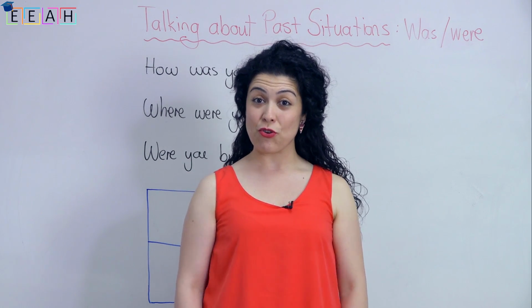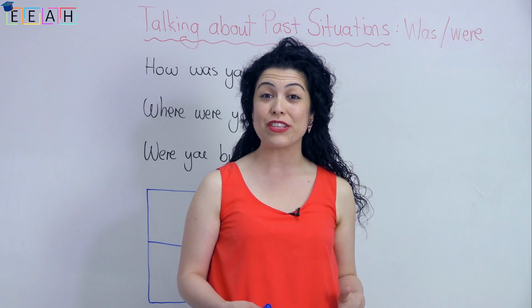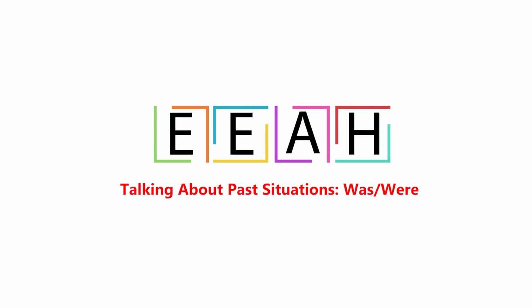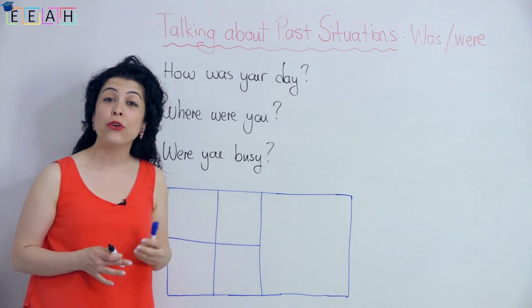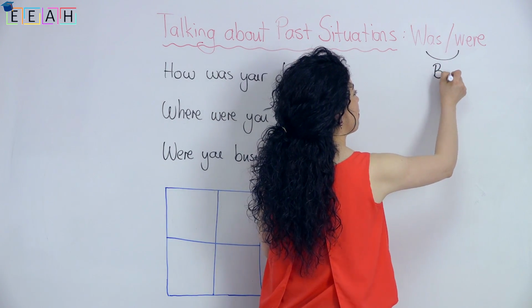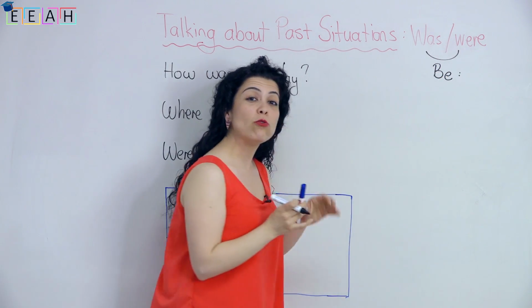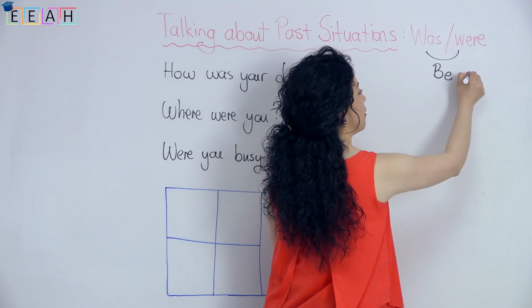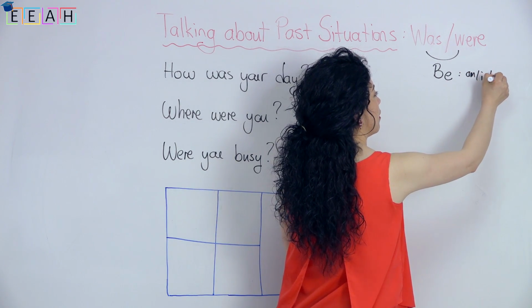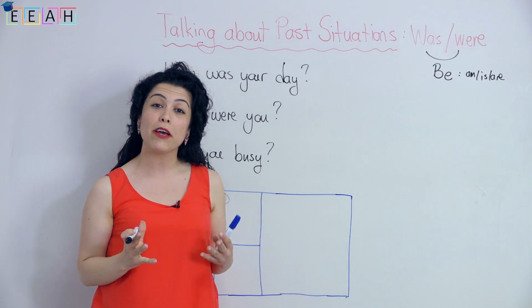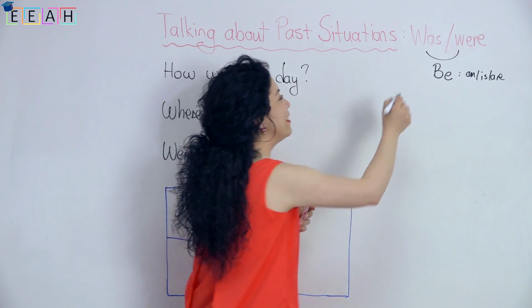Today, I'm gonna teach you how to talk about past situations. You're gonna make sentences with was and were. Was and were, both are the past forms of be. Okay? Remember, be also changes form in present. It becomes am, is, or are. But today we're focusing on past situations, so keep in mind was and were.